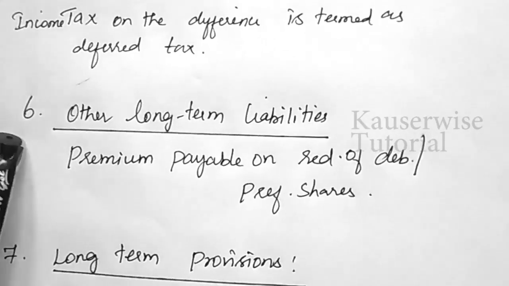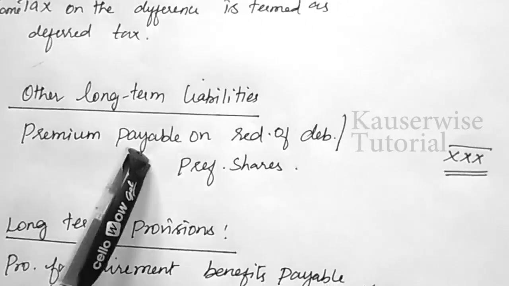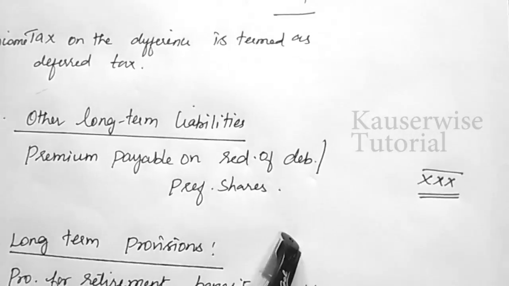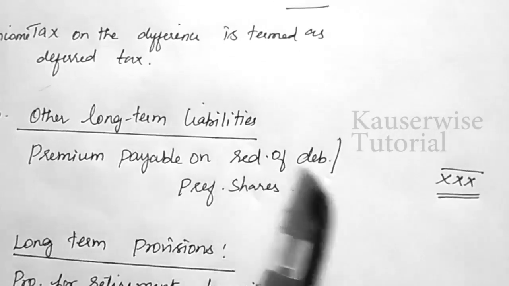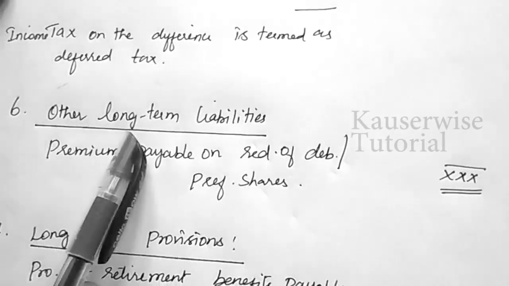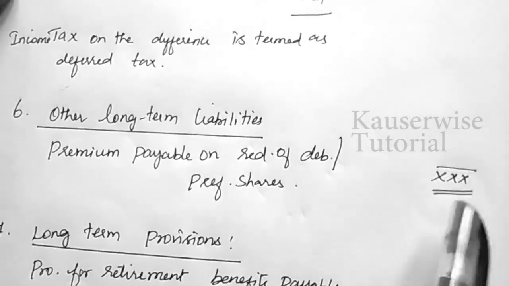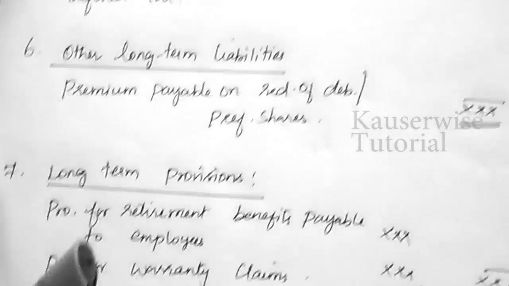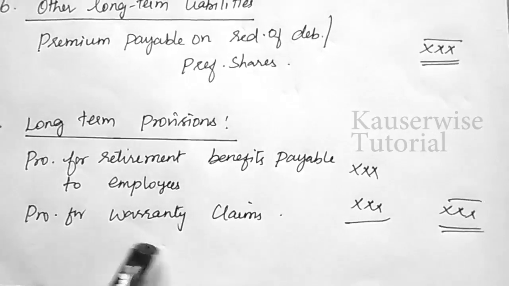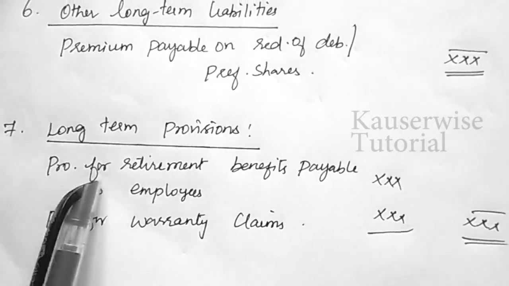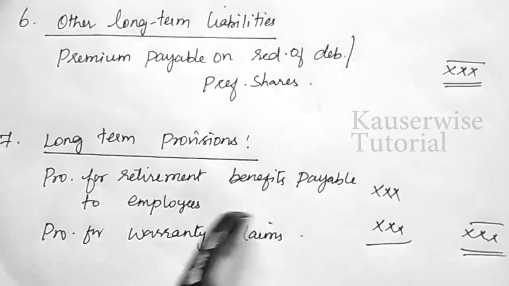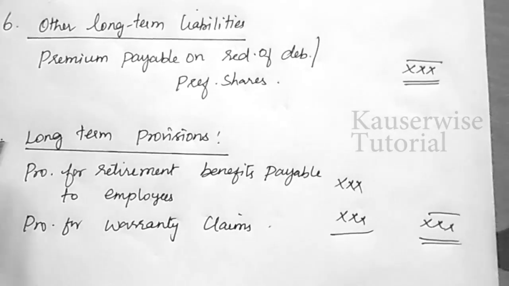Next one is working note number 6, other long-term liabilities: premium payable on redemption of debentures and premium payable on redemption of preference shares. When you pay any premium at the time of redemption of debentures and preference shares, that will be called other long-term liabilities. So the total amount will be recorded in the balance sheet. The next one is long-term provisions. If you maintain any provision on a long-term basis, that will be recorded under working note number 7, for example provision for retirement benefits payable to employees. You are making some provision for retirement benefits to employees on a long-run basis, which is called long-term provision.